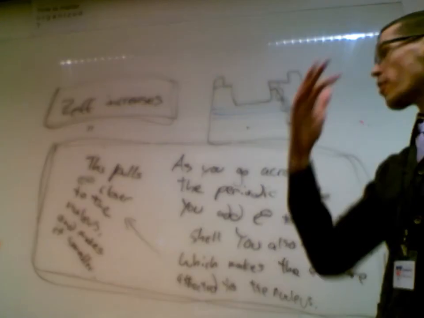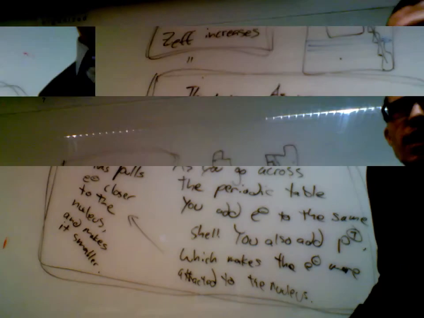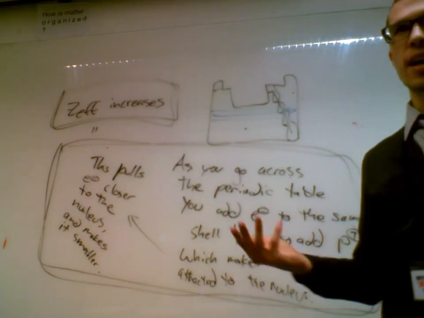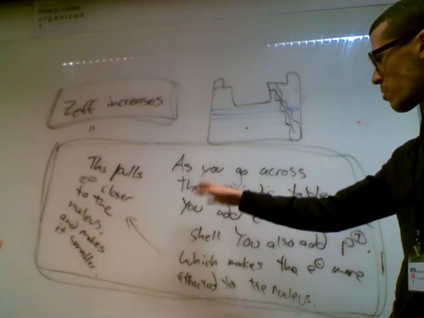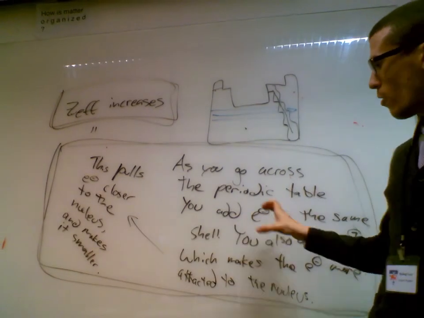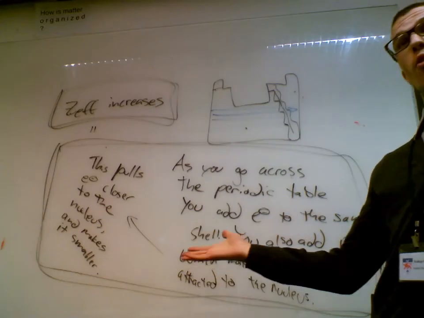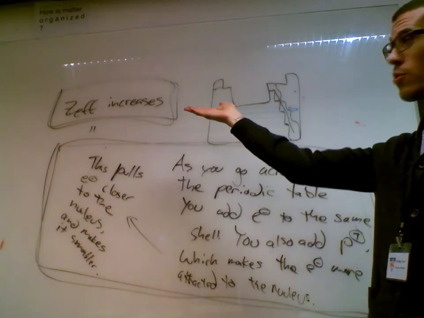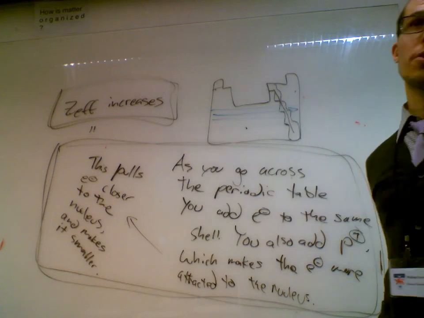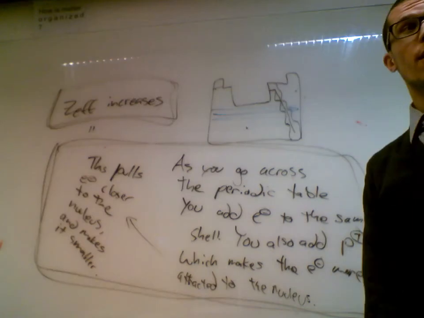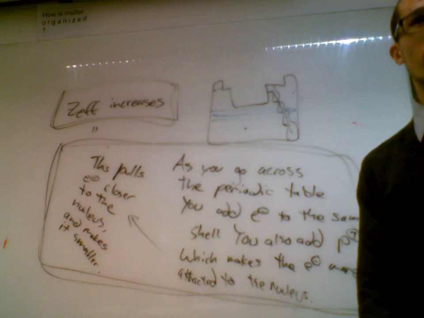People like to say the protons increase, that's why it gets smaller. That's not the main reason. The main reason is protons increase, and you also have these electrons added to the same shell. You could also say that the effective nuclear charge increases as you go from left to right across the periodic table. I accept both of those answers.